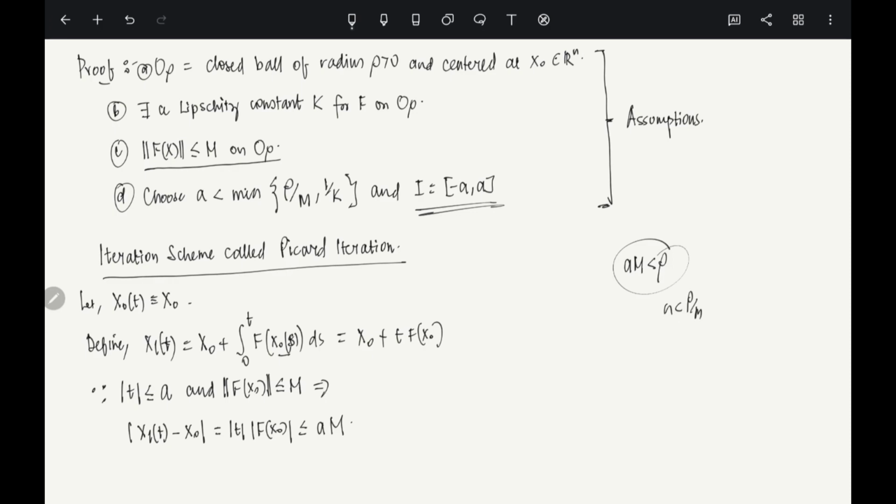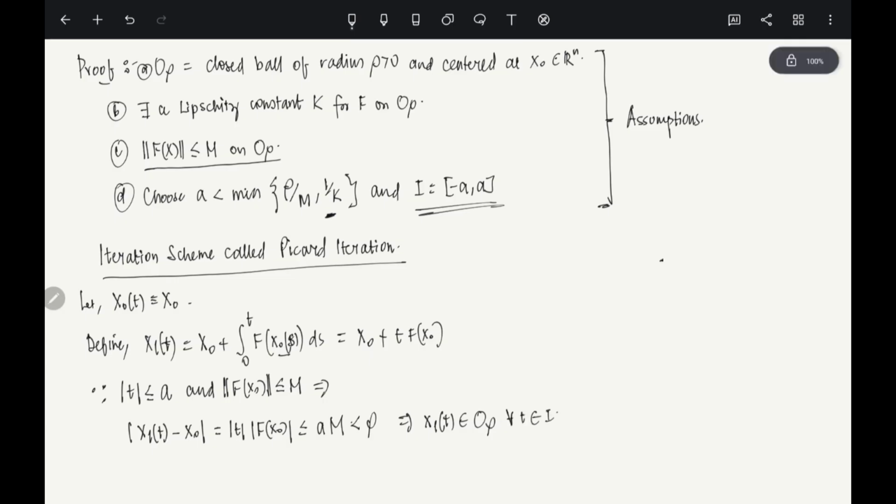So AM is always less than rho. That is what we are using here. As I told you, this condition is a technical condition. So this is less than rho. What does that imply? It implies that x1 of t is always in O rho, this set, for all t in I.